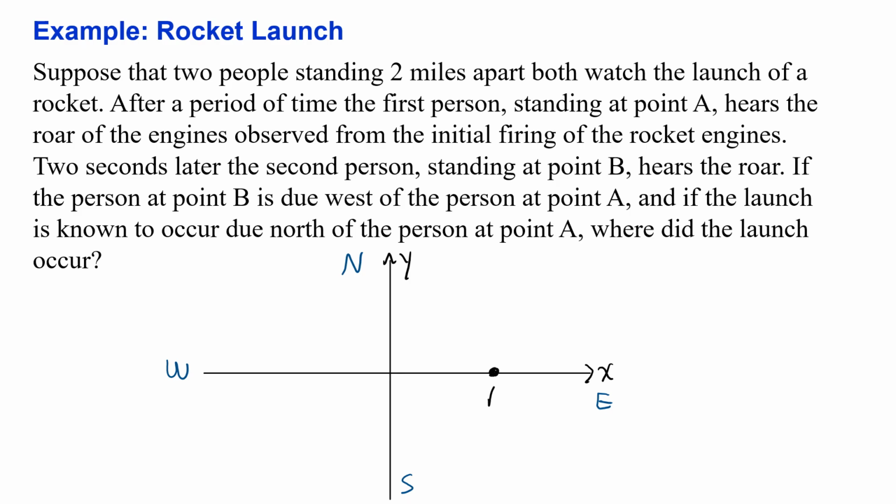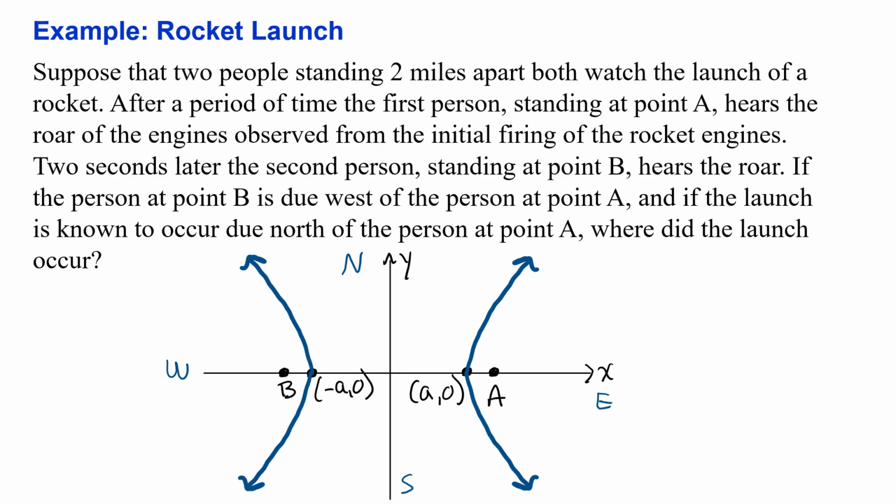We begin by placing point A on the positive x-axis. This point represents the person standing at the focus who is the first person to hear the roar of the engines. Then let's place point B on the negative x-axis so that it is due west of point A and represents the other focus of the hyperbola, which is the location of the person who hears the roar after the person at point A. Next, let's plot the two vertices at the points (a, 0) and (-a, 0). Then let's sketch the branches of the hyperbola opening to the right and to the left.